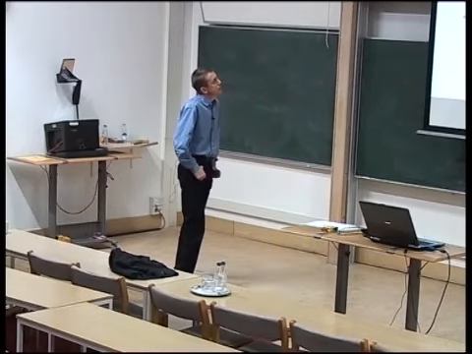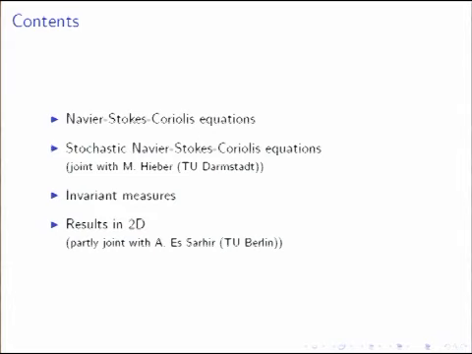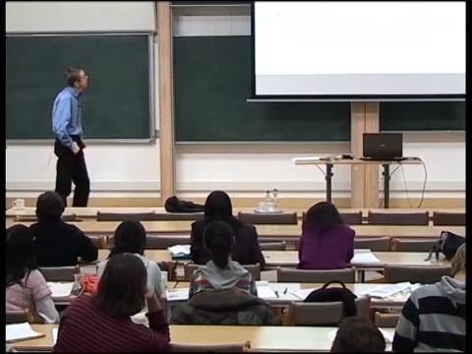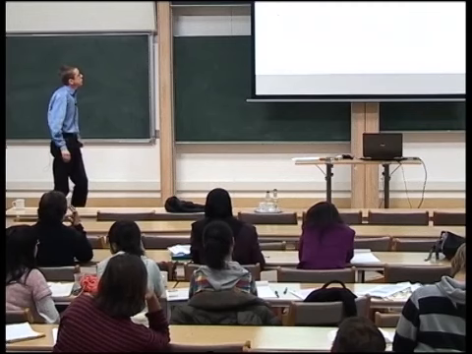Okay, so the talk will be divided basically into 3 parts. The first one will briefly introduce these Navier-Stokes equations with the Coriolis force. I will explain what influence the Coriolis force has on the fluid. And then I will introduce the stochastic version of it, stochastic Navier-Stokes-Coriolis equations in 3 dimensions with periodic boundary, with certain boundary conditions. This is based on joint work with Matthias Hieber from Darmstadt.